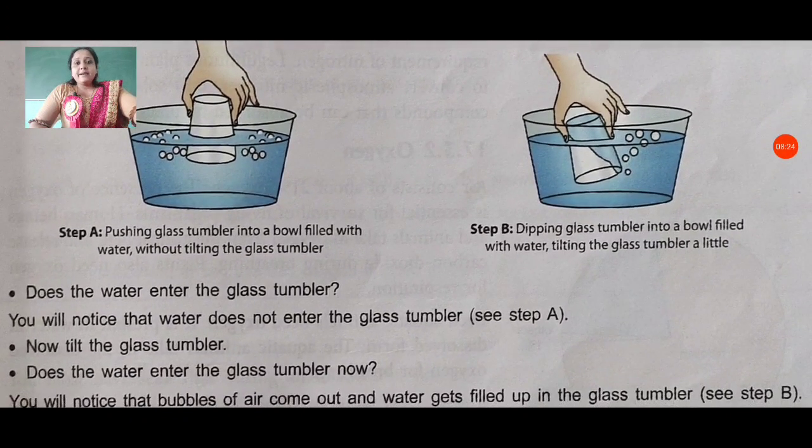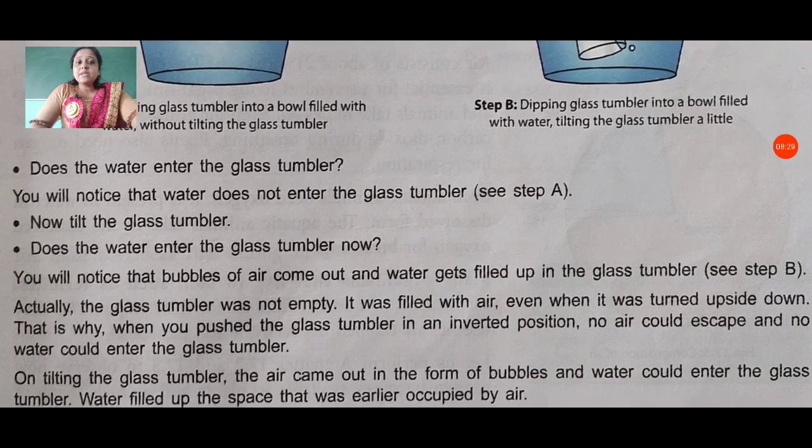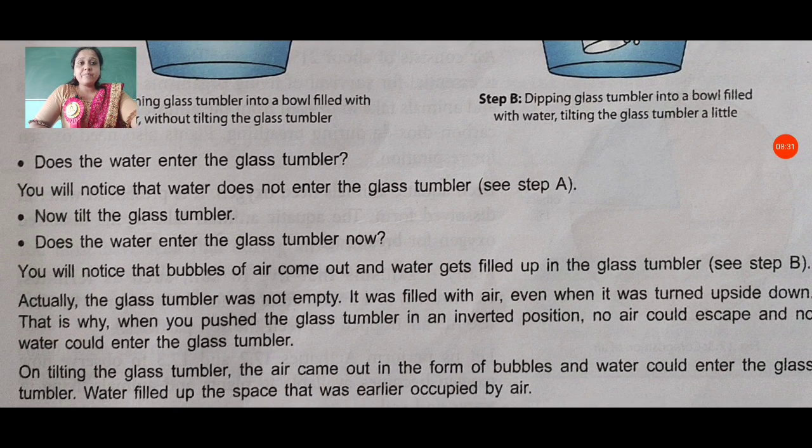Does the water enter the glass tumbler? You will notice that water does not enter the glass tumbler in step A. Now, tilt the glass tumbler. Does the water enter the glass tumbler now? You will notice that bubbles of air come out and water gets filled up in the glass tumbler in step B.